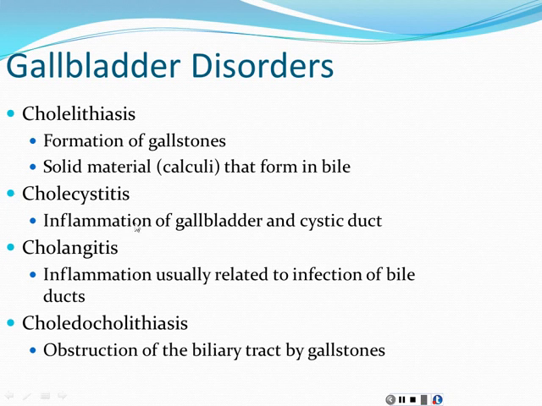Cholecystitis is inflammation of the gallbladder or the cystic duct. This can be from any cause. This can be from infection. This can be from autoimmune. This can even be from trauma. So cholecystitis just means inflammation of the gallbladder. Cholangitis is where the ducts that carry bile are inflamed. So this is usually infectious in origin. If cholecystitis is gallbladder, cholangitis is bile ducts, the ducts that carry those things around.